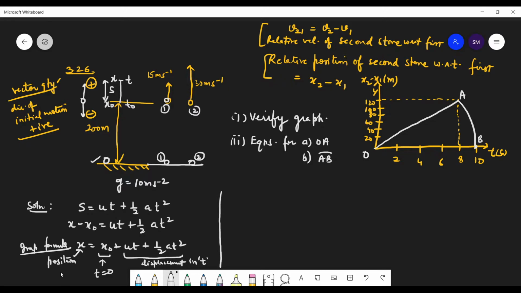Now, what will be the position of the stones at any particular time t? Where will the stone be at a particular time t? So let the stone be the first one, at any instant t. See, t can be 1 second, 2 seconds, 3, 4, 5, 6, 7, 8 seconds. t can be any instant. So your x1 will be, this is the general equation that you have written.